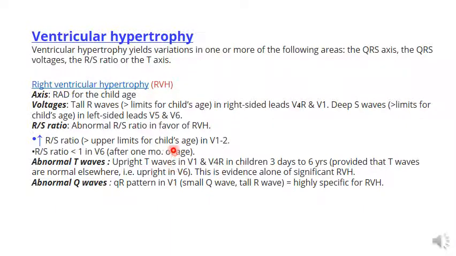Abnormal T-wave: upright T-wave in V1 and V4R in children from 3 days to 6 years, provided that T-waves are normal elsewhere. Upright in V6 indicates significant right ventricular hypertrophy. As I told you, normally it is an inverted T-wave, so up to 6 years. I told you before it was 4 years, but here it may be extended to 6 years. Abnormal Q wave: QR pattern in V1, small Q waves, tall R wave, highly specific for right ventricular hypertrophy.